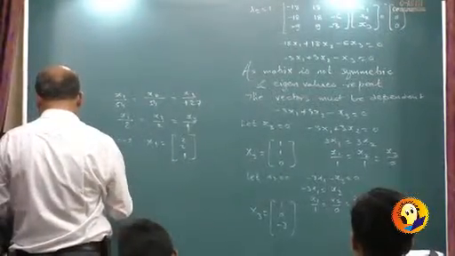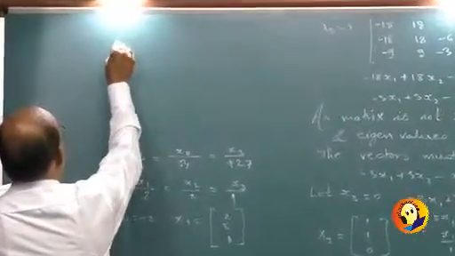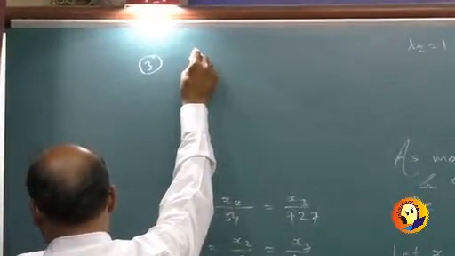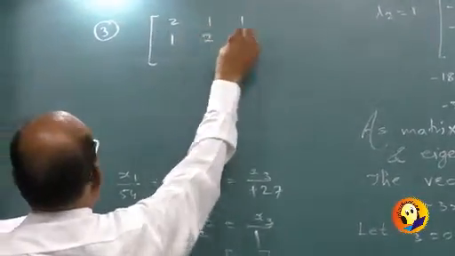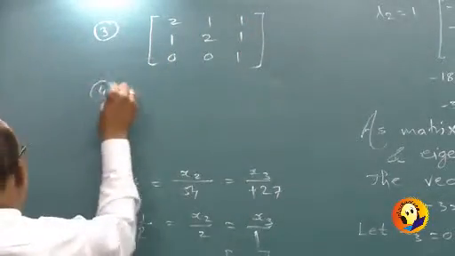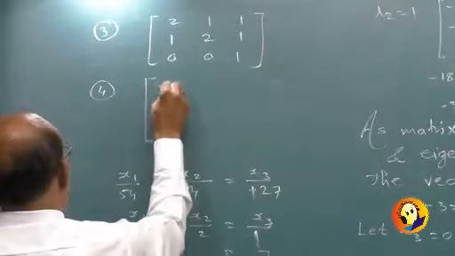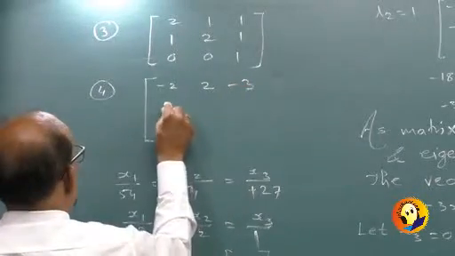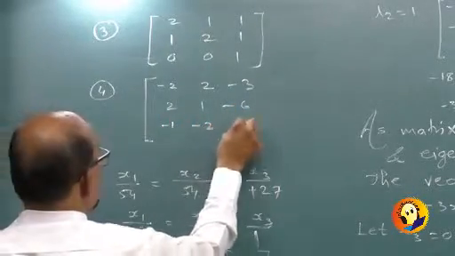Find eigenvalues and eigenvectors for the matrices 2 1 1, 1 2 1, 0 0 1, and minus 2 2 minus 3, 2 1 minus 6, and minus 1 minus 2 0.